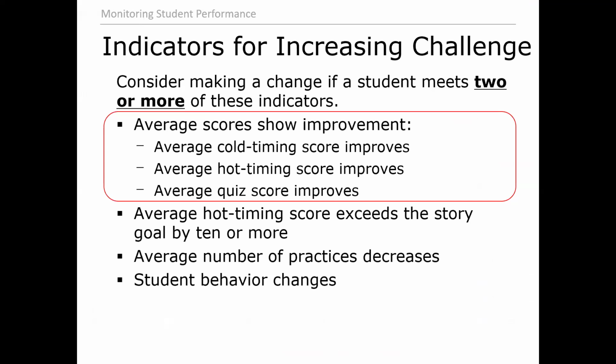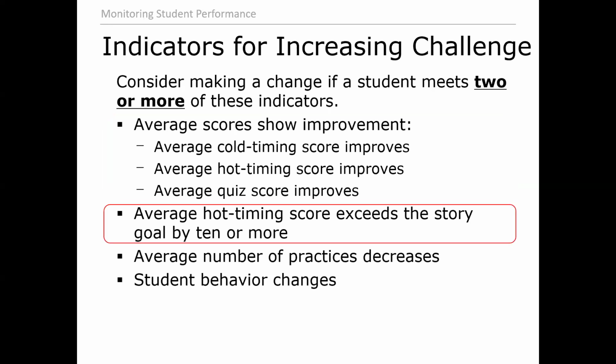If the student meets 2 or more of these indicators, if their cold timing score improves, their hot timing score improves, their quiz gets better. If the difference between their hot timing score and their story goal is 10 or more words, that's an indication that more of a challenge is needed. So think about the hot timing score or the pass timing score, that final time that you listen to the student read a story. If that score is a double-digit difference away from the student's story goal, it's possible they need more of a challenge. They're able to reach that story goal by quite a bit, indicating that possibly they could handle more of a challenge.